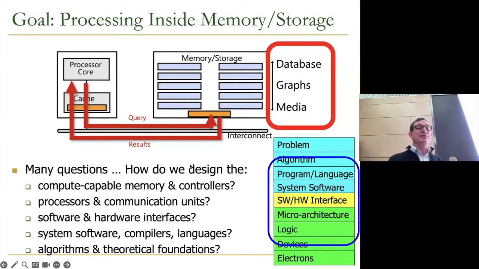Clearly, there are many questions over here. How do we design the processors? How do we design the memory and storage? How do we design the communication units? How do we design the software and hardware interfaces to enable this? After that, how do we design the system software, compilers, and languages to make this easy for a lot of people? And then how do we design our algorithms to take advantage of the computation capability over here? So it's essentially an across-the-stack problem, which is fascinating and which is great, I think, for research. And we should be doing a lot of research. I'll give you a lot of examples over here.